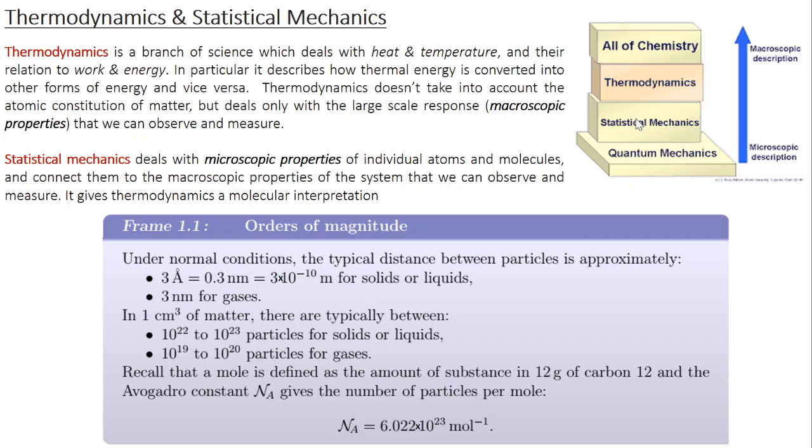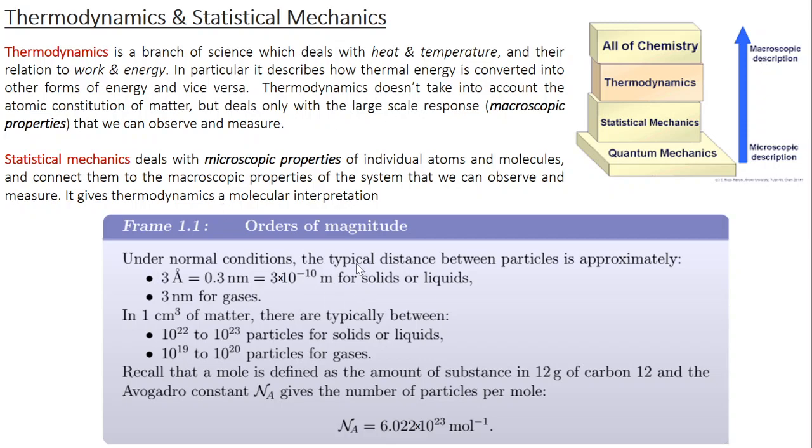Once you understand the microscopic properties, you connect them to the macroscopic properties. This is the realm of thermodynamics. And after this, you can connect this to all the chemical and physical properties. So this is typically a bottom-up approach where you move from a microscopic domain to the macroscopic domain.